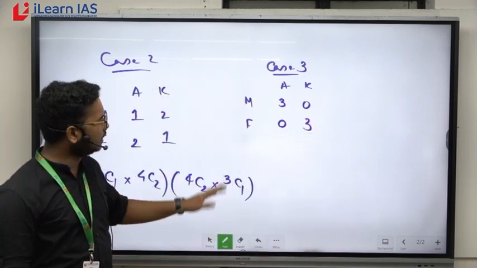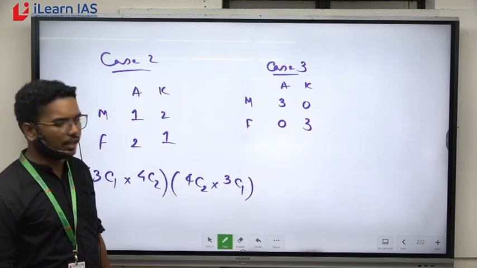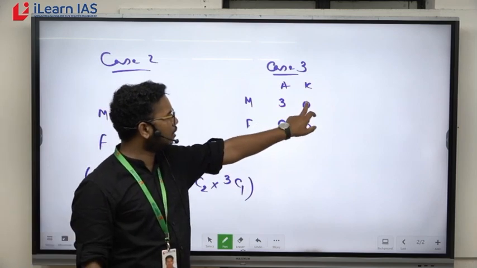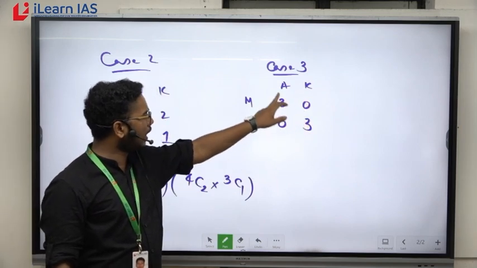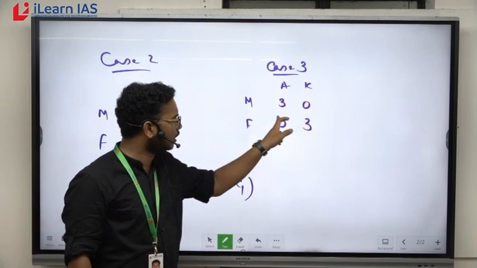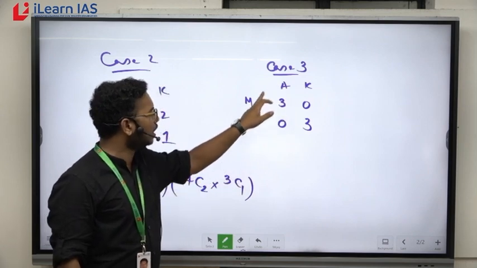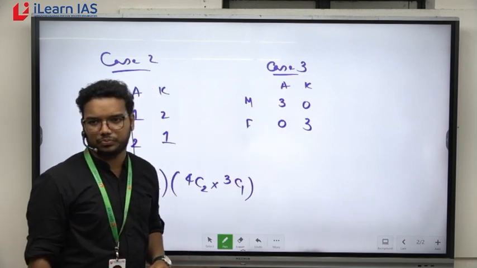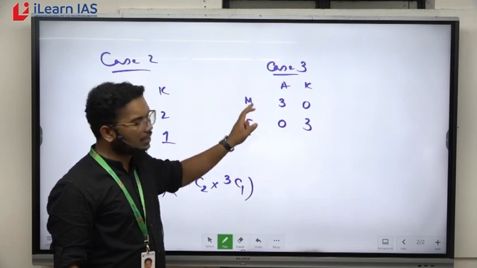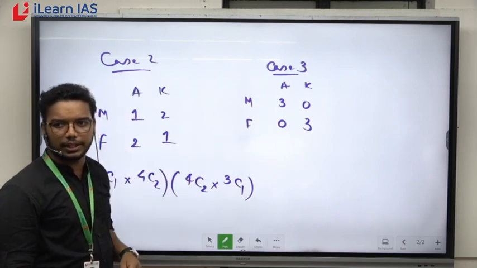സിമിലർ ടു ദി ഫസ്റ്റ് കേസ്. ഫസ്റ്റ് കേസിൽ നമ്മൾ എന്താ ചെയ്തേ? ഫസ്റ്റ് കേസിൽ കാജലിൽ നിന്നാണ് 3 ഫീമെയിൽസിനെ എടുത്തേ. ഇപ്പോൾ അജയിൽ നിന്ന് 3 മെയിൽസിനെയും കാജലിൽ നിന്ന് 3 ഫീമെയിൽസിനെയും എടുത്തു.